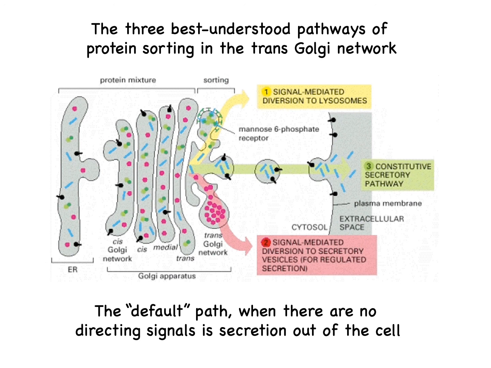So the default pathway going through the Golgi is to go straight to the cell surface and be secreted. So it requires signals on the protein to direct it to the lysosomes or to a regulated vesicle.